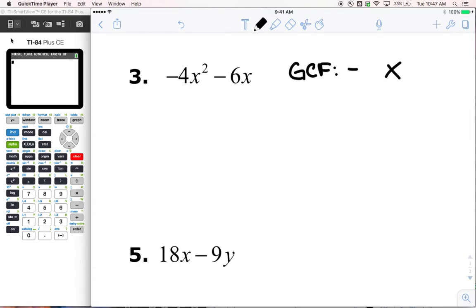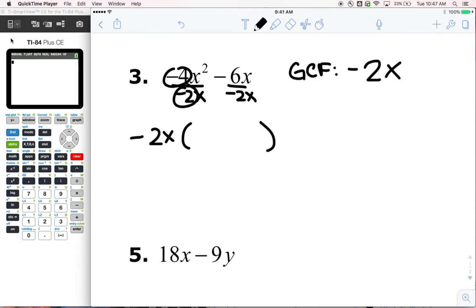And now 4 and 6 can both be divided by 2. Can they both be divided by 3? No. So 2 is the biggest number that both of those 4 and 6 can be divided by. So negative 2x is what we're factoring out, right? We're taking it out. We're trying to figure out what we had started with if we had been doing distribution. So let's divide it out to find our leftovers.